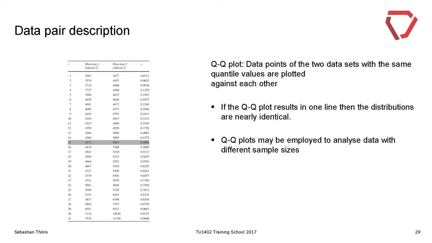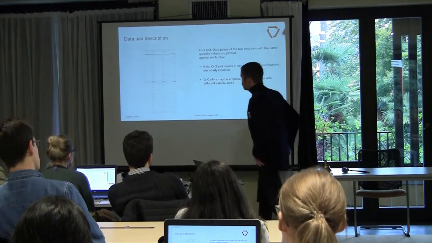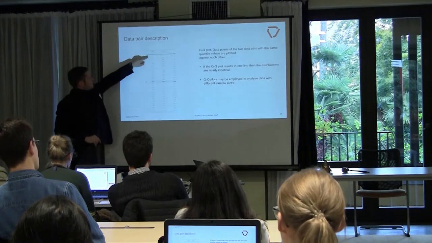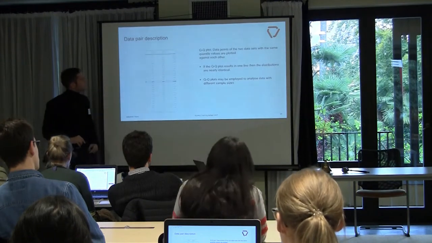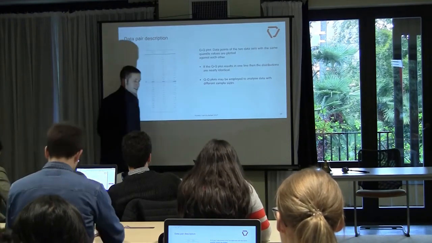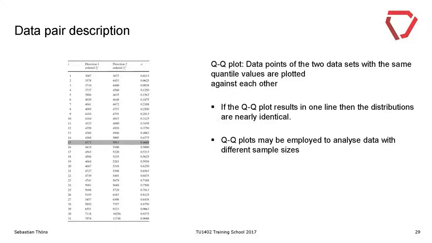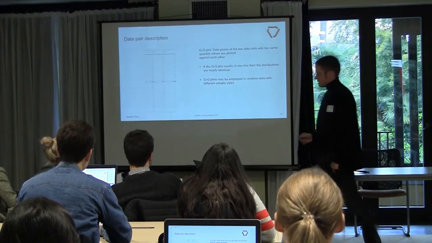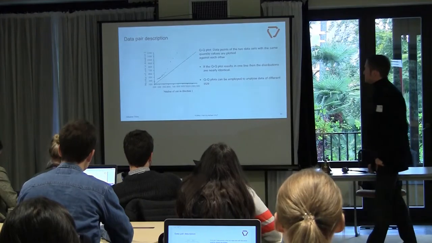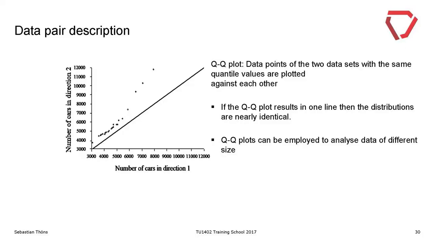So here, this is a table where you have all the observations for x and all the observations for y. And then you calculate the quantiles for each. And then you can create a QQ plot. So you don't plot the value of the observation, but you plot the quantile. And then you have a QQ plot, a quantile-quantile plot. And then you can also conclude on the distribution of the data you have at hand.